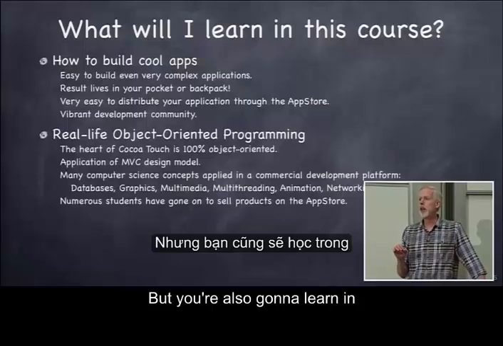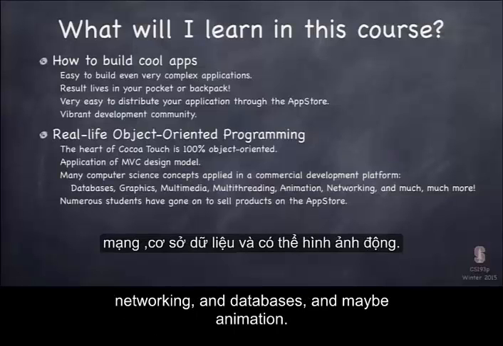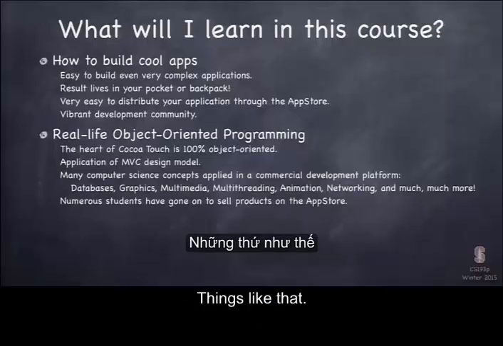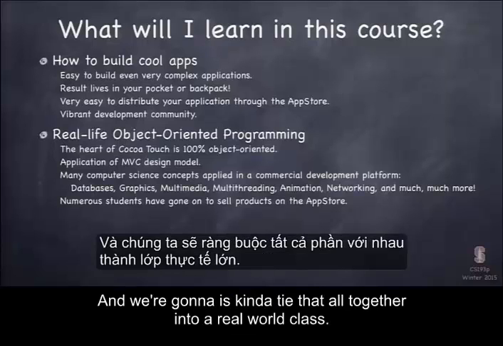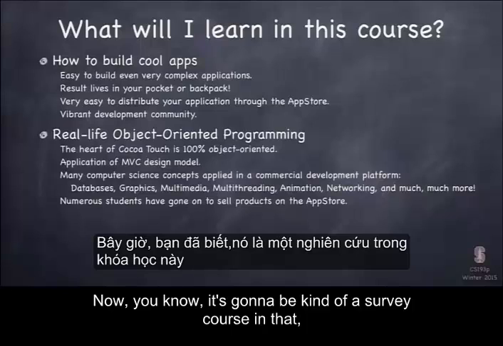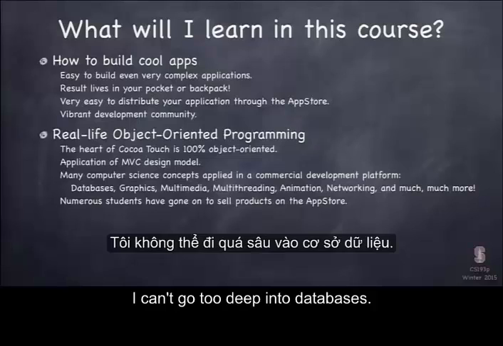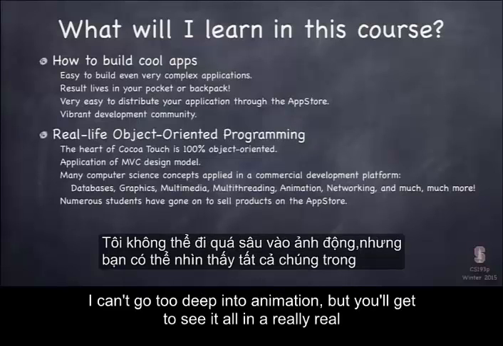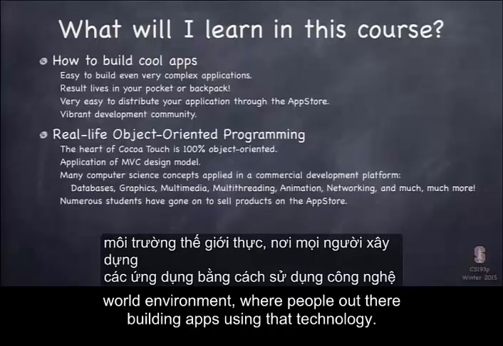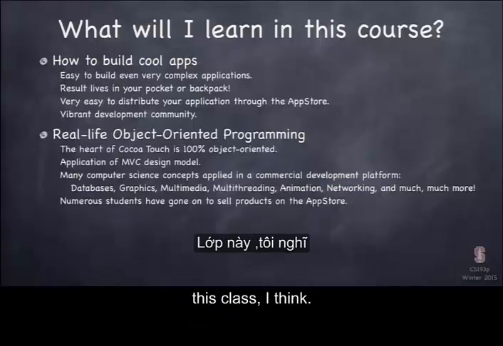But you're also going to learn in this class a lot of real-life object-oriented programming. You're taking a lot of other classes here at Stanford on things like graphics and networking and databases and maybe animation, things like that. And we're going to kind of tie that all together into a real-world class. Okay, you're going to get to see all this stuff. Now, it's going to be kind of a survey course. I can't go too deep into networking. I can't go too deep into databases. I can't go too deep into animation, but you'll get to see it all in a really real-world environment where people are out there building apps using that technology. So for some of you who haven't seen that before, that'll be a big bonus of this class, I think.